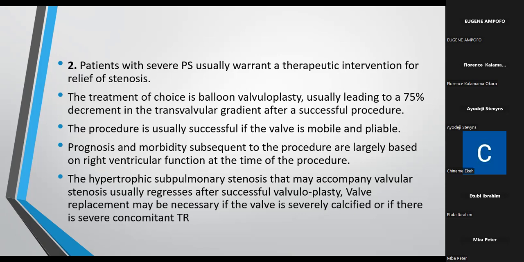The hypertrophic subpulmonary stenosis that may accompany the valvular stenosis usually regresses after successful valvuloplasty. A valve replacement may be necessary if the valve is severely calcified or if there is severe concomitant TR.